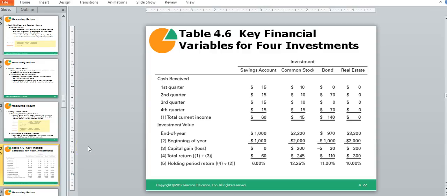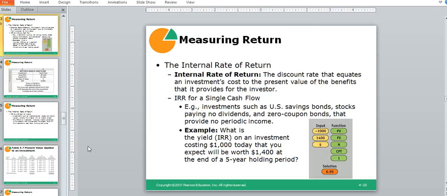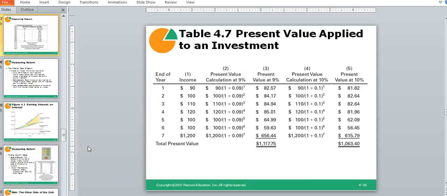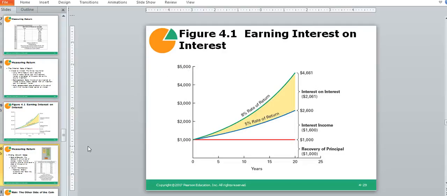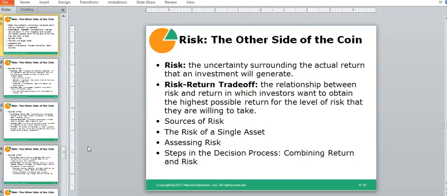Okay, I'm going to tap through here really quickly and just see if there's anything else. Okay, no, I'm going to stop here because this is where we're going to move into risk. So I want you to listen to this and then I'm going to make another video on risk.